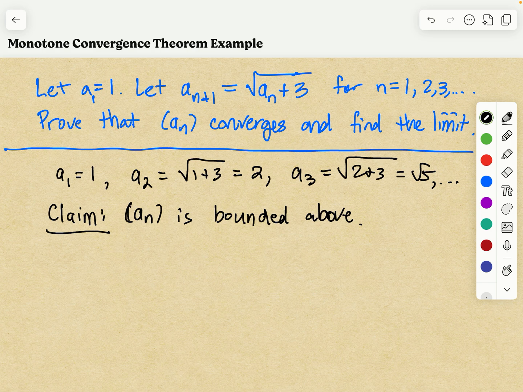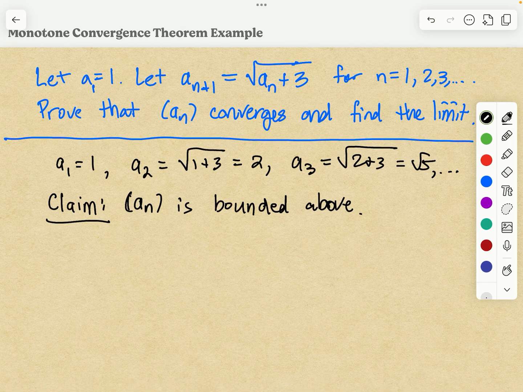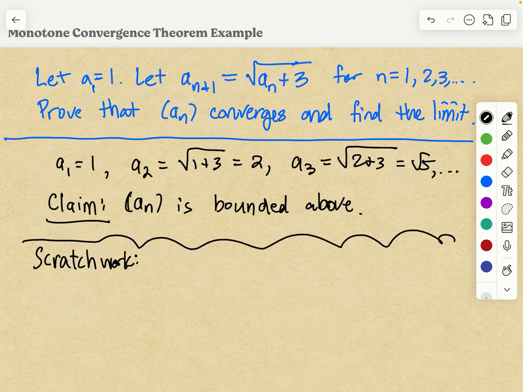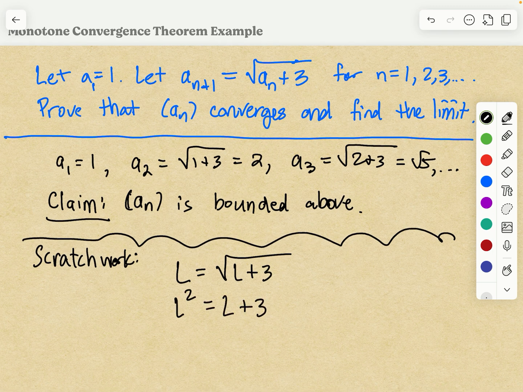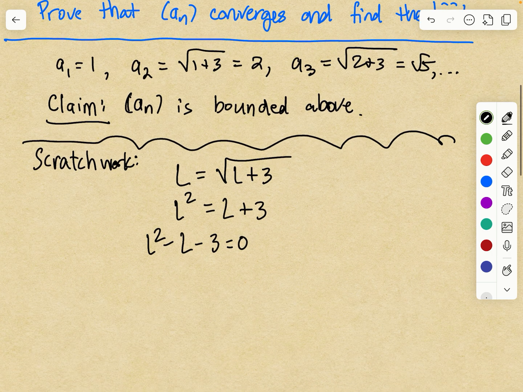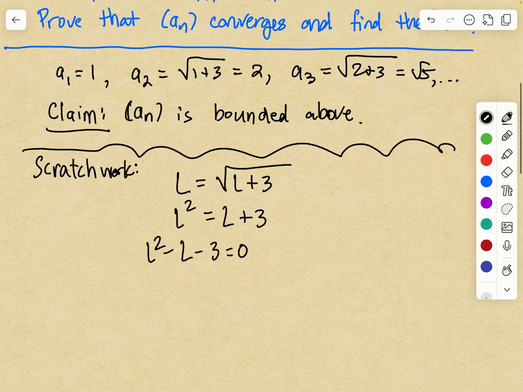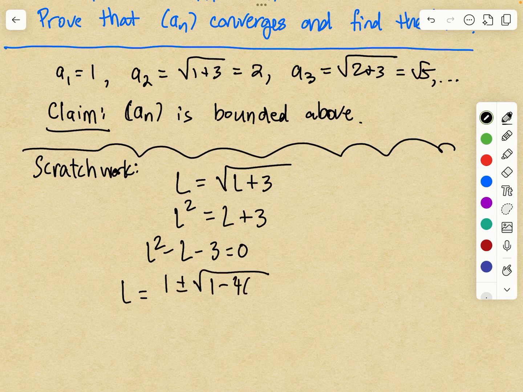Usually to get an idea of what an upper bound could be, we do some scratch work. This isn't the actual proof, so I'll put a little cloud to indicate this is not part of the proof. The idea is suppose that we knew that it converges. Then a_{n+1} approaches some number L, and a_n approaches some number L. Well, then you have L equals the square root of L plus 3, and then you can solve for L. So L squared is L plus 3. L squared minus L minus 3 is 0. We could use the quadratic formula since we can't factor it easily. So L would be 1 plus or minus the square root of 1 minus 4 times a times c, all over 2. That's going to be 1 plus or minus the square root of 13 over 2.